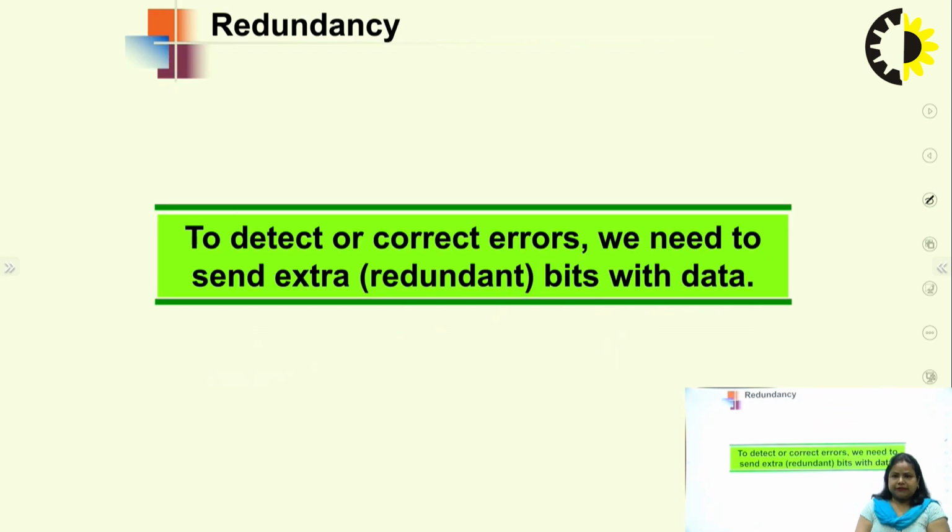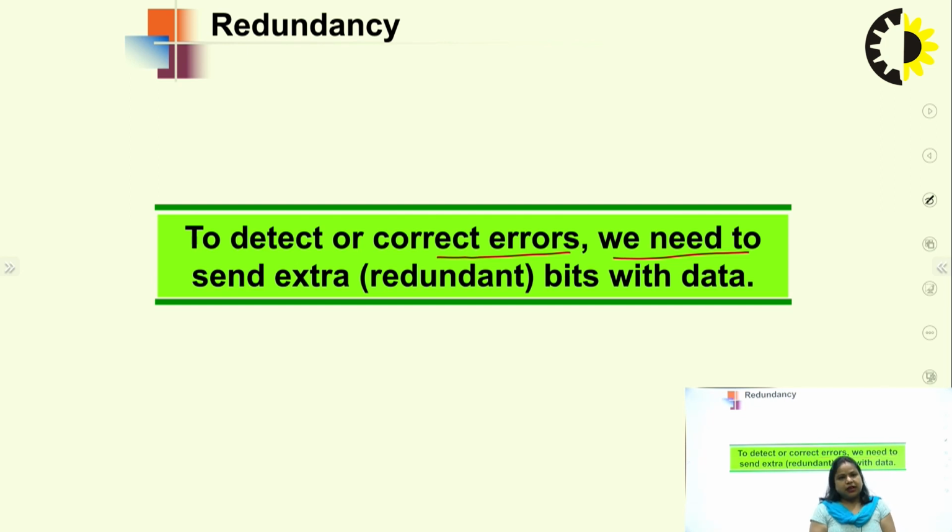Now, if I'm talking about the error detection methods, first of all, we should know how we can detect the data, and simultaneously we should know what we mean by the term redundancy. Whenever we want to detect or correct an error, we need to include some extra bits with the data, which are called redundant bits. The process in which we include the redundant bits within the data is called redundancy.